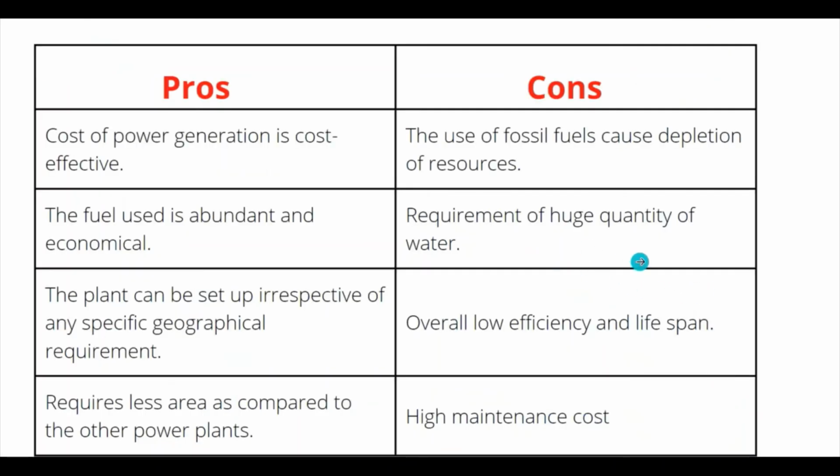Now let us discuss the pros and cons of the thermal power plant. Firstly, pros. The cost of power generation is very effective, as the fuel used in the thermal power plant is coal. It is very abundant and very economical. Also, the plant can be set up irrespective of any special geographical requirement, and it requires much less area as compared with other power plants such as a nuclear power plant.